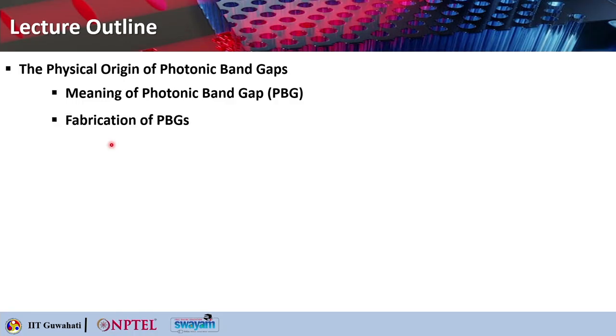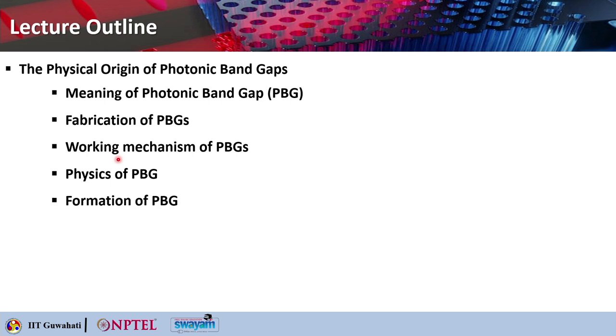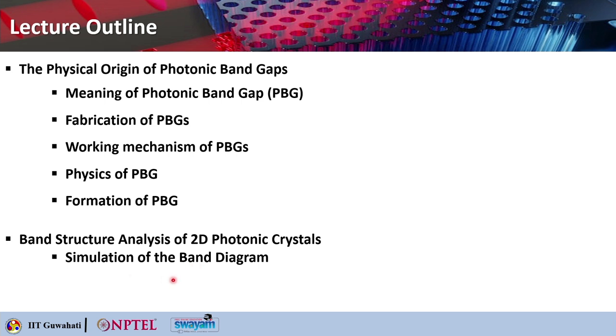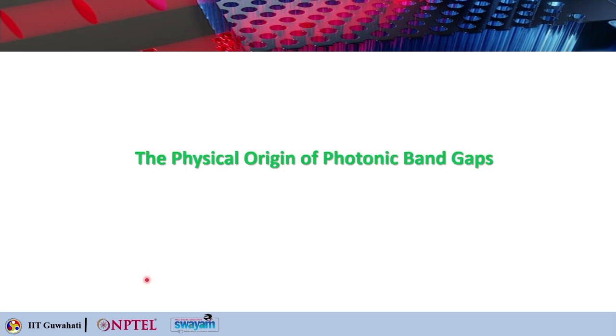So today we'll be discussing the physical origin of photonic band gaps. That will cover the meaning of photonic band gap, how we fabricate those structures and how you get the band gap. We'll discuss the working mechanism of photonic band gaps, the physics behind it, and formation, and then we will take up an example of a 2D photonic crystal and do the band structure analysis using a video. We'll show you the simulation of a band diagram using COMSOL Multiphysics.